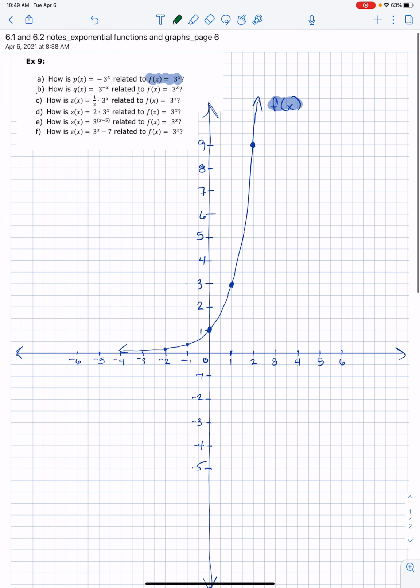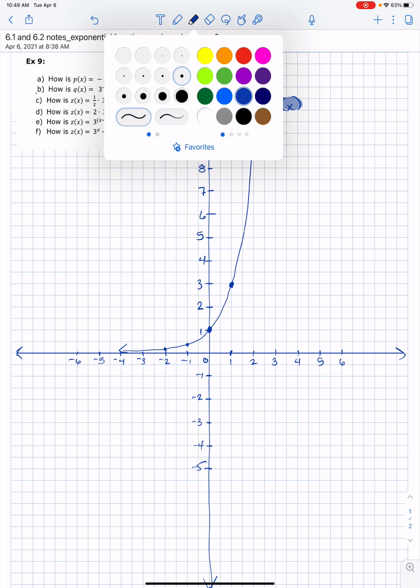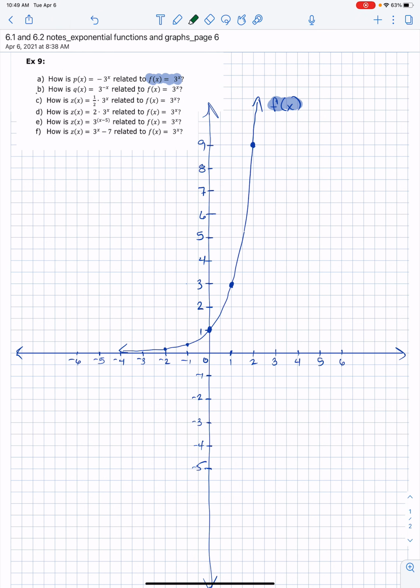These are the 6.1 and 6.2 notes. This is page 6. And so we are going to take a look at transformations in terms of our exponentials. And again, a little funky because it's not quite as obvious how these are getting moved sometimes. We're going to take a look at the anchor points.